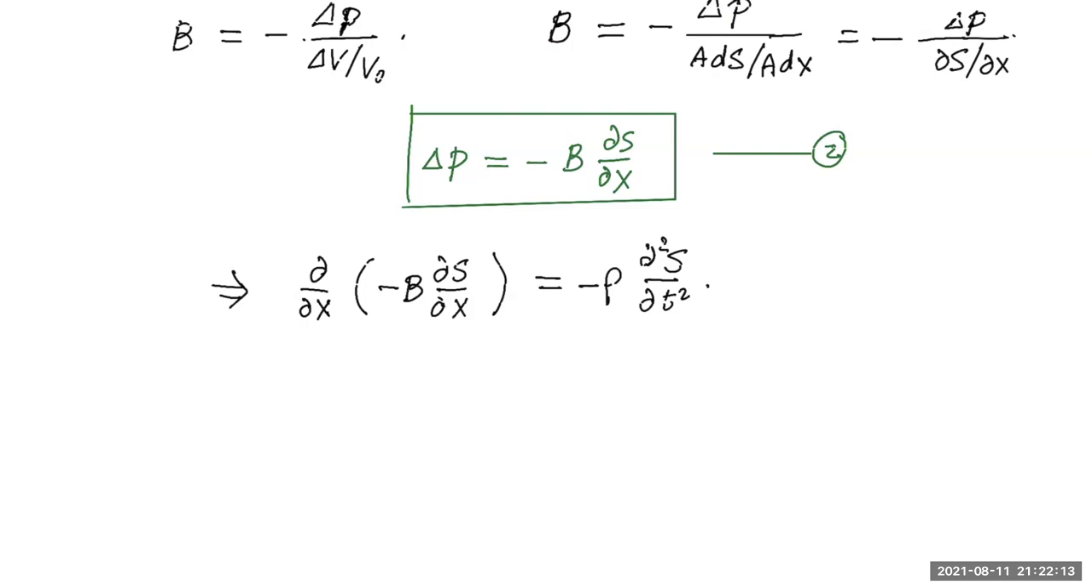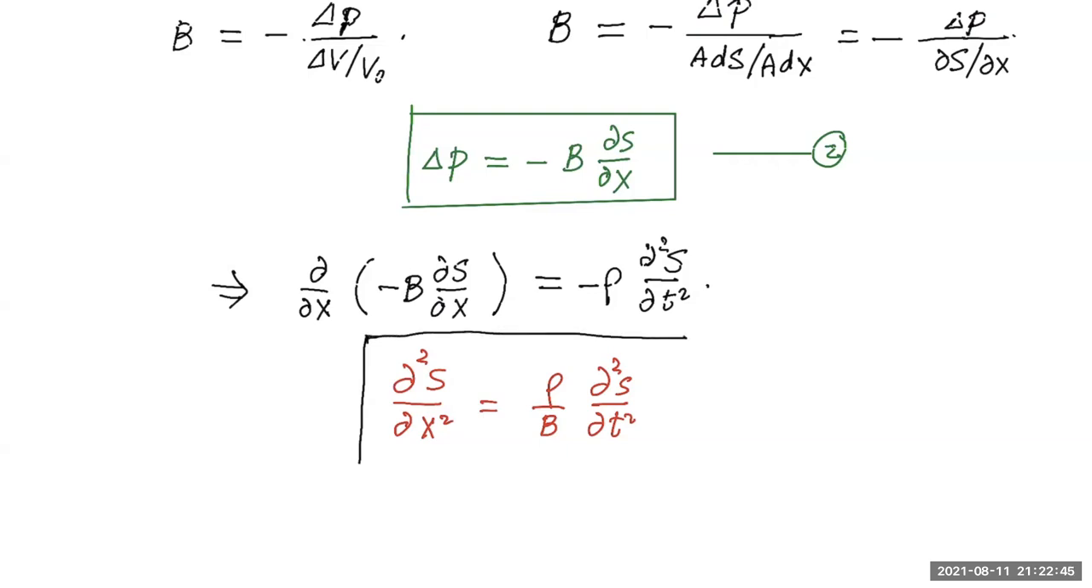Then I have the second partial derivative of S with respect to X equals what? Rho over B, because I have to move that B to the other side now, times the second derivative of S with respect to time. Now this is a partial differential equation of the second order, because it gets into the second order derivative.